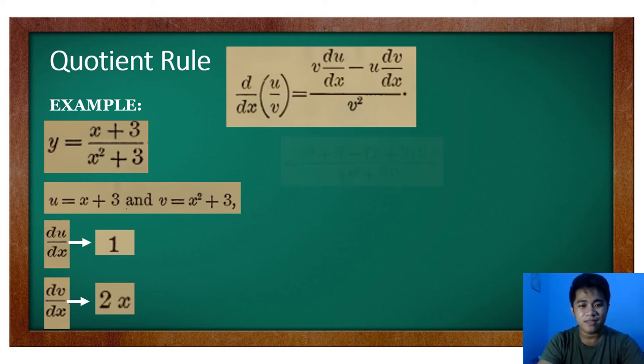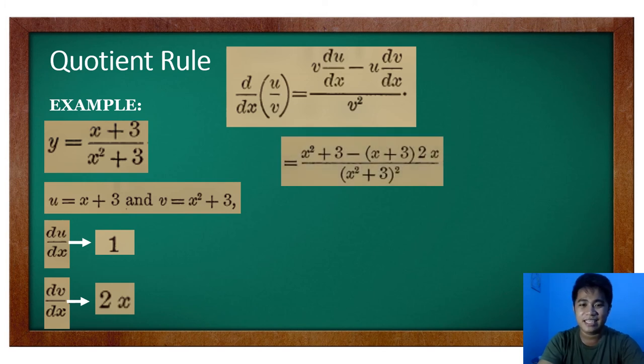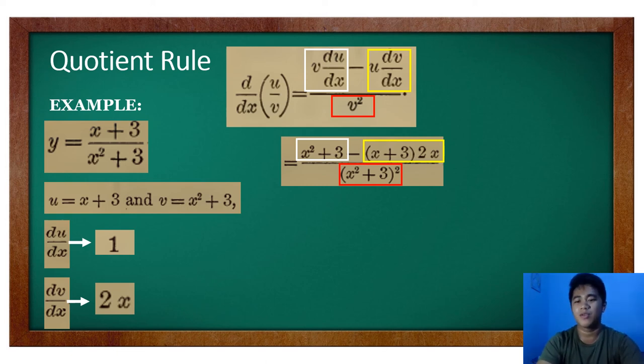So, again, back to the formula. You just have to put the u and the v to their respective part. So, this is v over du over dx. So, that is our v there. So, minus our u, which is x plus 3, over dv over dx, which is 2x, and then our v is x squared plus 3 to the power of 2. So yun, back to the formula lang.